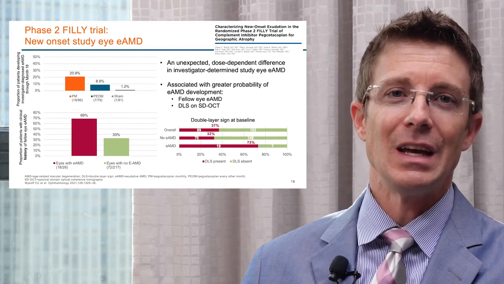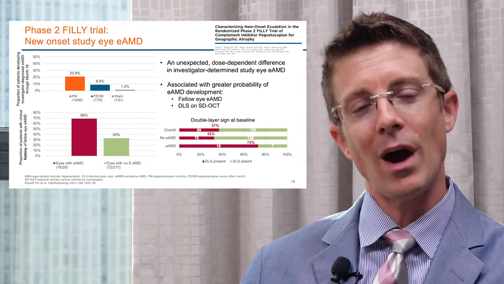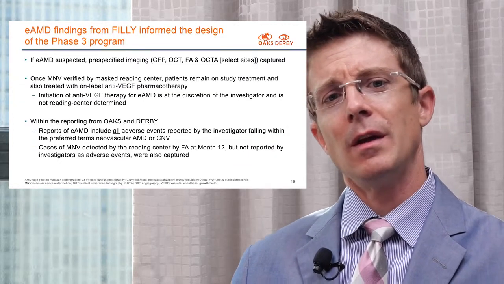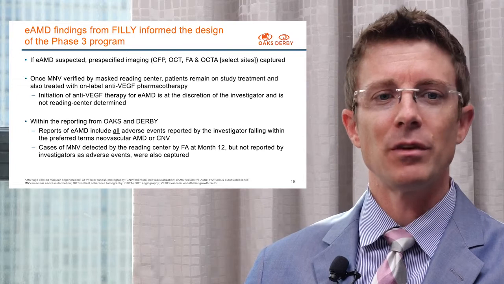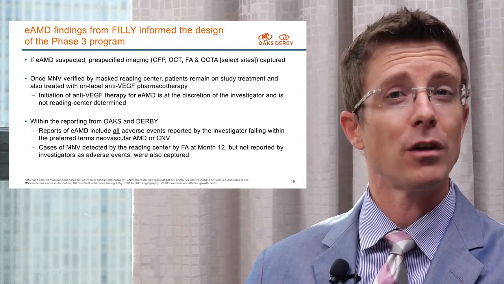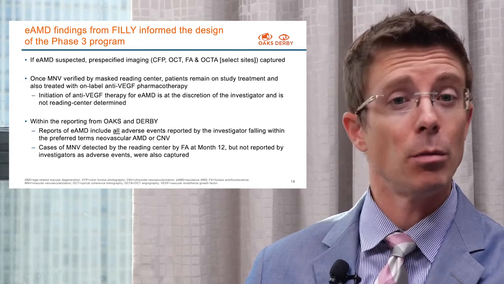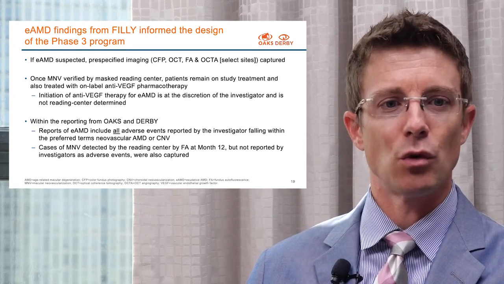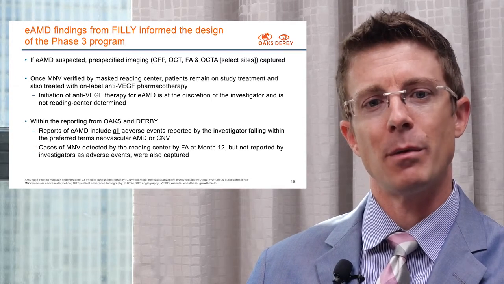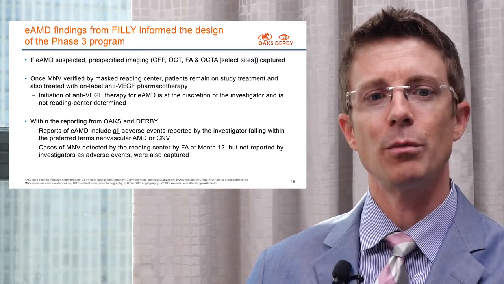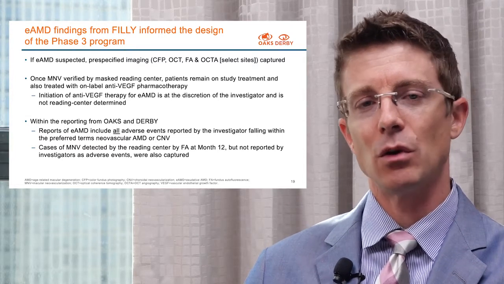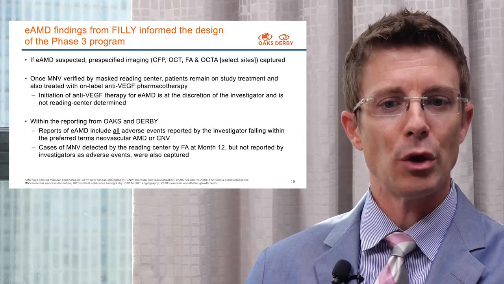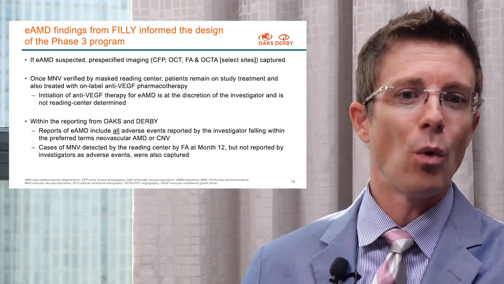This was unexpected, and so a lot of time was spent trying to determine why that was seen and to control for that in the OAKS and DERBY studies. OAKS and DERBY were informed by the PHILLY trial design. Specifically, if exudative AMD was expected or thought to be more likely, based on, for example, the double layer sign on OCT, these patients had pre-specified imaging to help capture and identify them earlier. Once macular neovascularization was verified by the reading center, patients could remain on the study treatment and also be treated on label with anti-VEGF pharmacotherapy. So this was pre-specified, the study teams were looking to see if this could be identified earlier, and I think the retina community has been very interested to see what the data look like.